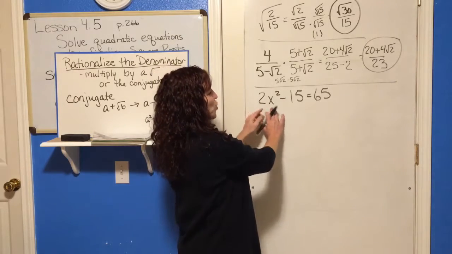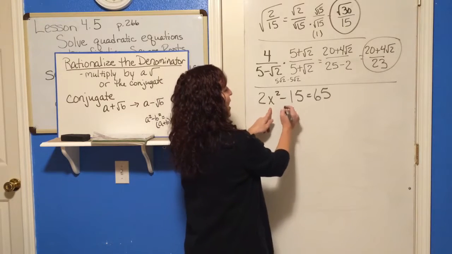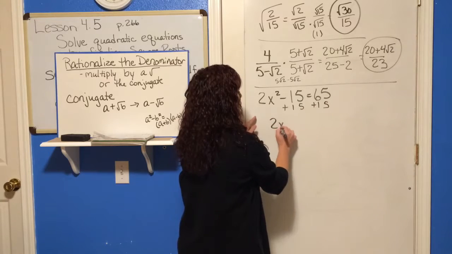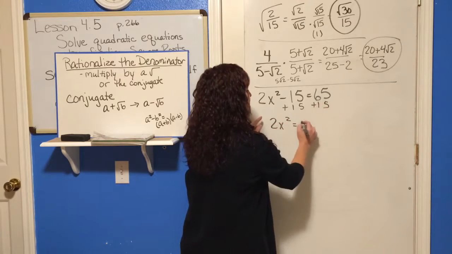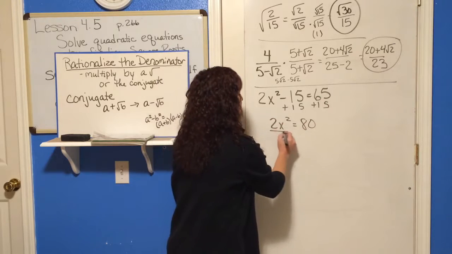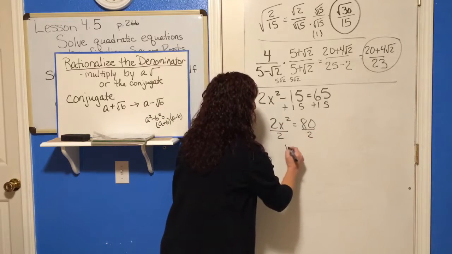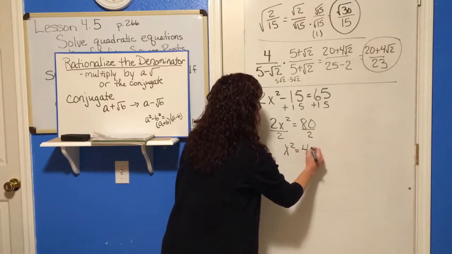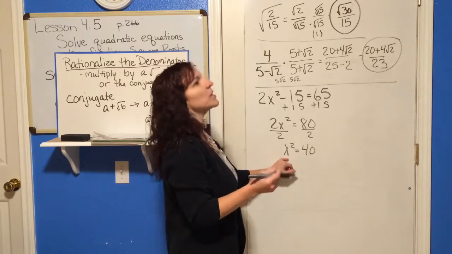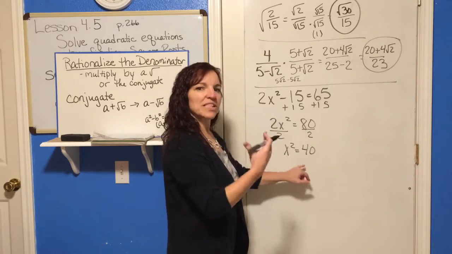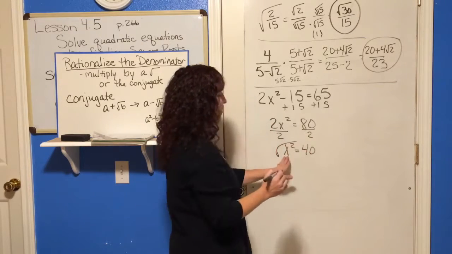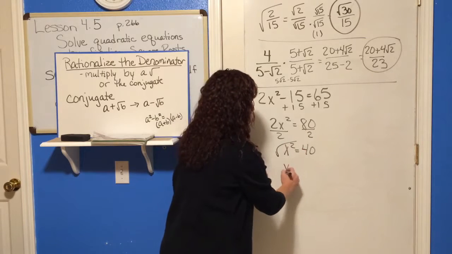So we want to get the x squared by itself, so we're going to add 15 to both sides. So 2x squared equals 60, 70, 80. We still want to get the x squared by itself, so divide by 2. X squared equals 40. If I want to know what I multiplied by itself to get 40, I'm just going to take the square root. The square root of x squared is x.